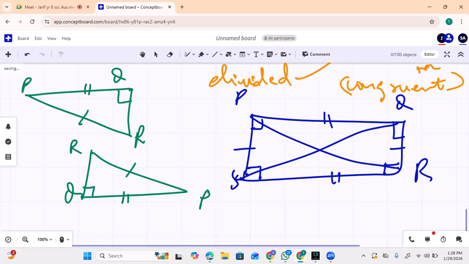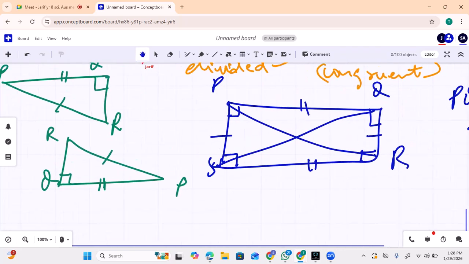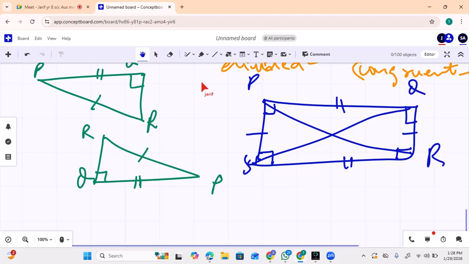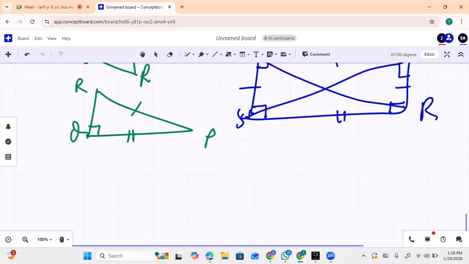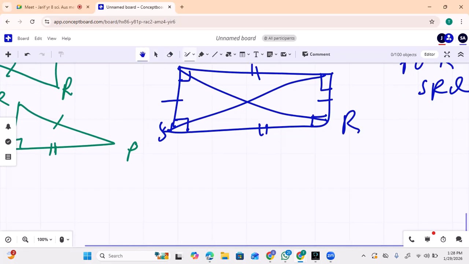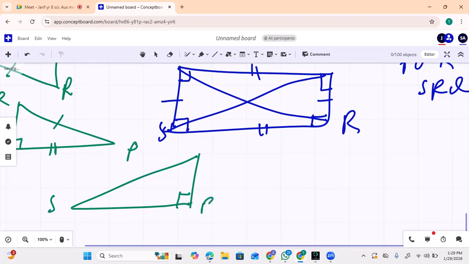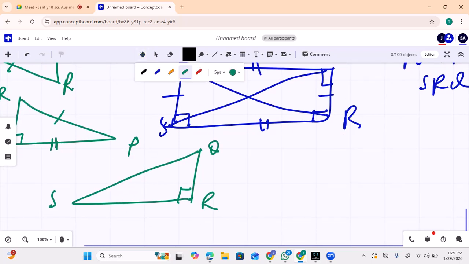Are you with me right now? Yeah. Okay, so after this one triangle, which is PQR, now you have to draw SRQ. For SRQ, we will just draw it like this because it is easier than that one. So it would be like this: S, R, and Q. And this side is similar to this side.